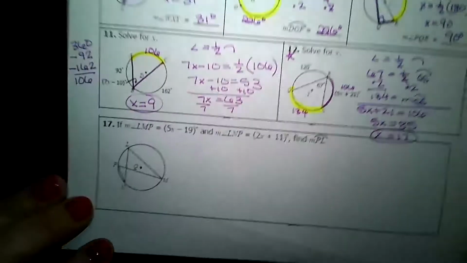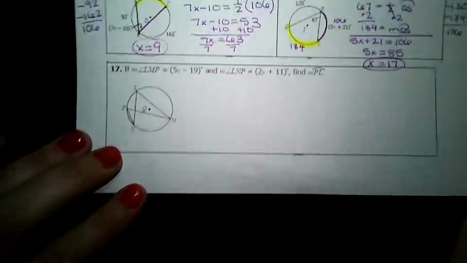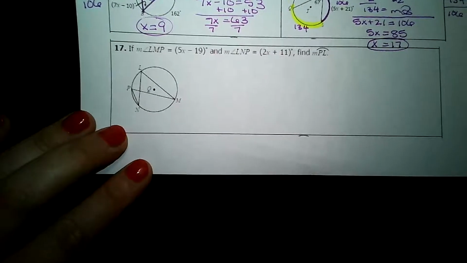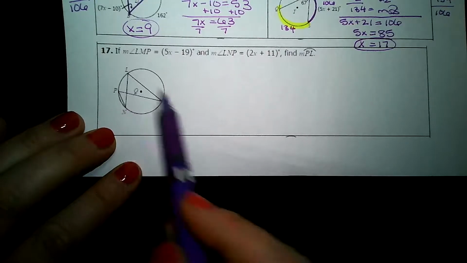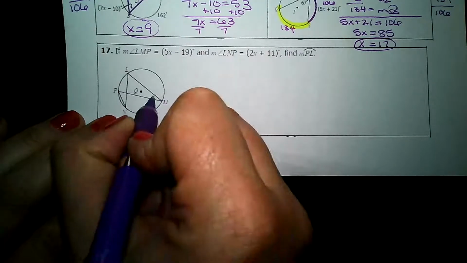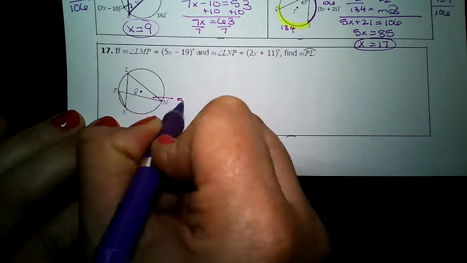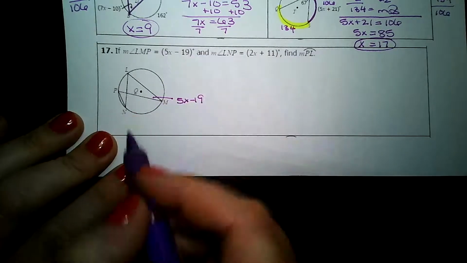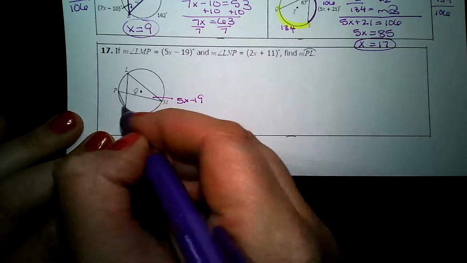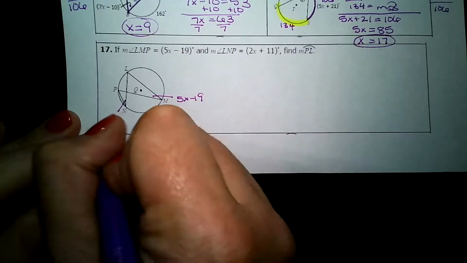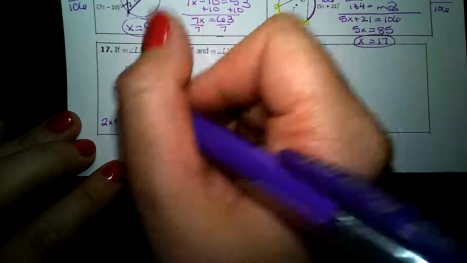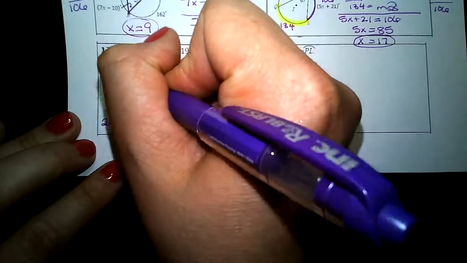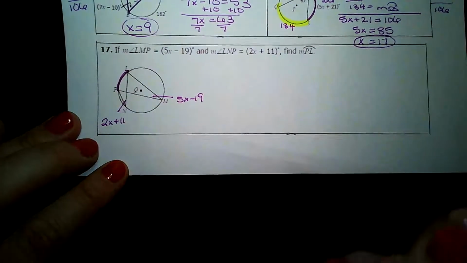I've got one final example for you. Let's take a look at example 17 here. All right, let's label our picture. If angle LMP here is 5x minus 19, and angle LNP here is 2x plus 11, find the measure of arc P to L. Looking for P to L.